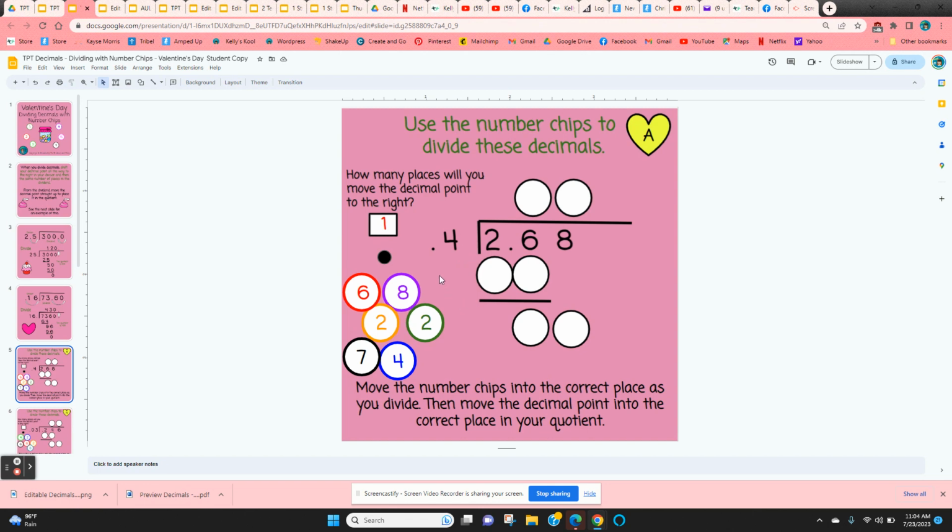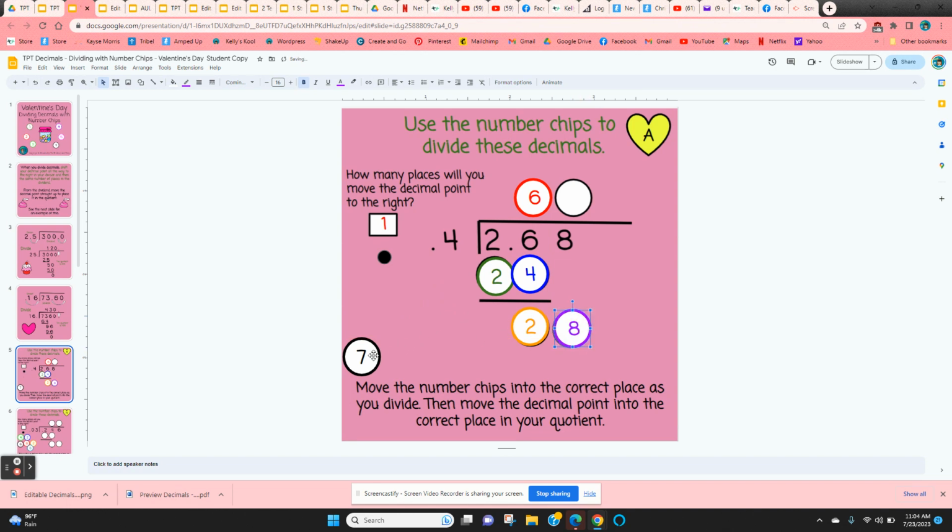4 goes into 26 6 times. So they're going to click and hold on the edge of the 6, move it into place. 6 times 4 is 24. So they're going to move the 2 and the 4. They're going to subtract, bring down the 8, and 4 goes into 28 7 times.